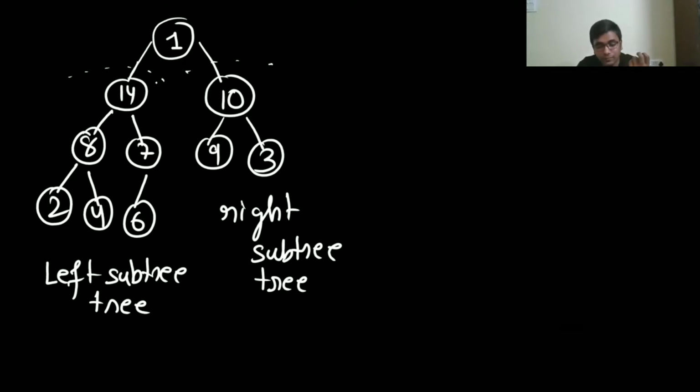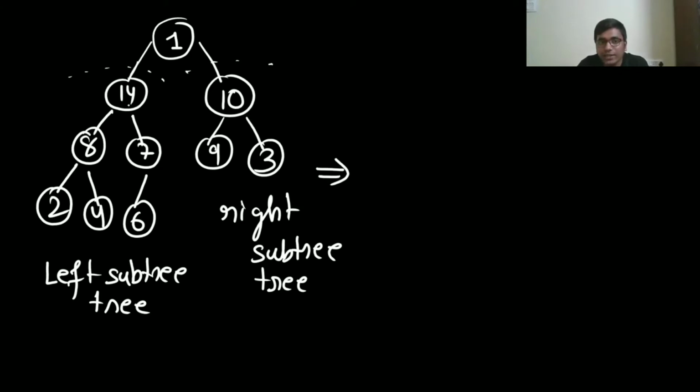So max heapify is a function. If your left subtree is a max heap and your right subtree is a max heap, and you add any node at the root, then if you call max heapify on this tree, max heapify will return a max heap. It will make a max heap. How will it make a max heap of this tree?